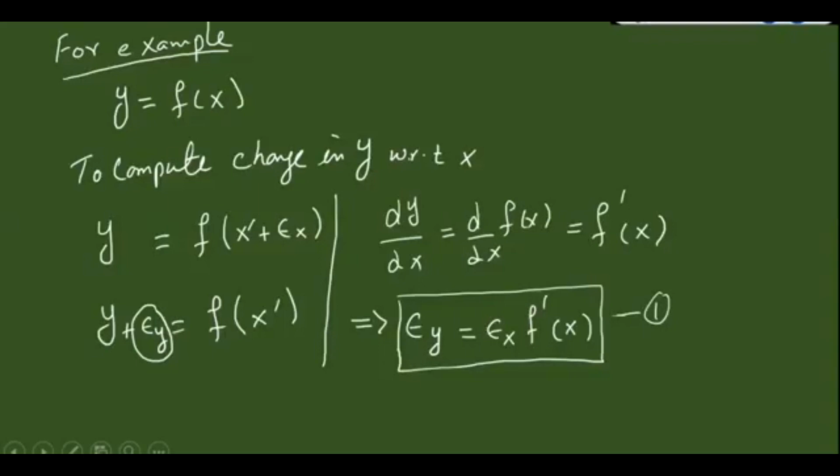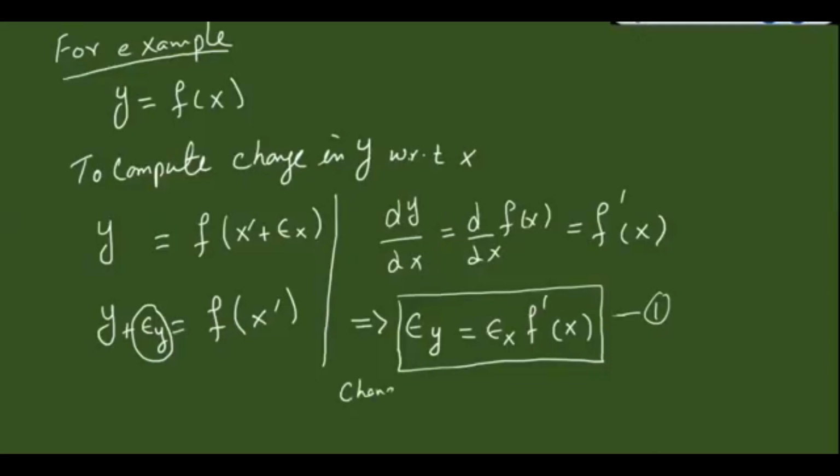So if I want to compute the change in y, that is, what amount of error it will bring into the quantity, it is basically equal to epsilon x, that is the change in x, whatever error you have incurred, multiplied by the derivative of this function. This is a very simple equation. However, before I say that, let me write it down.